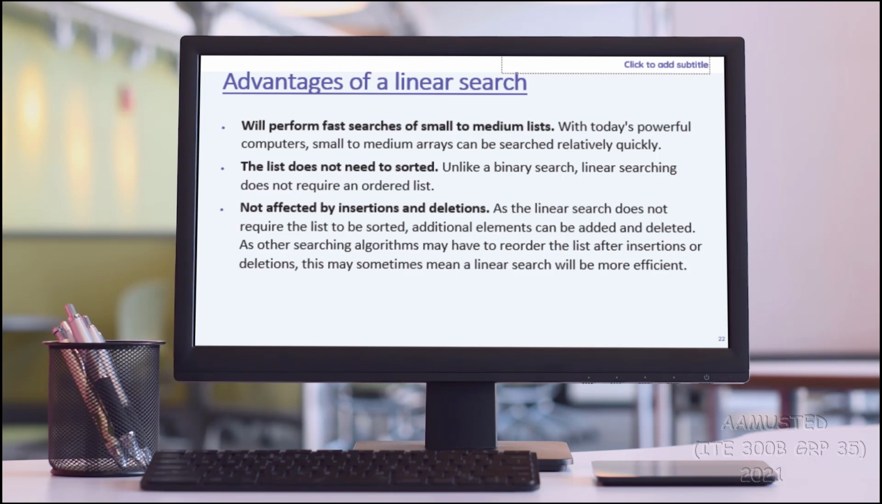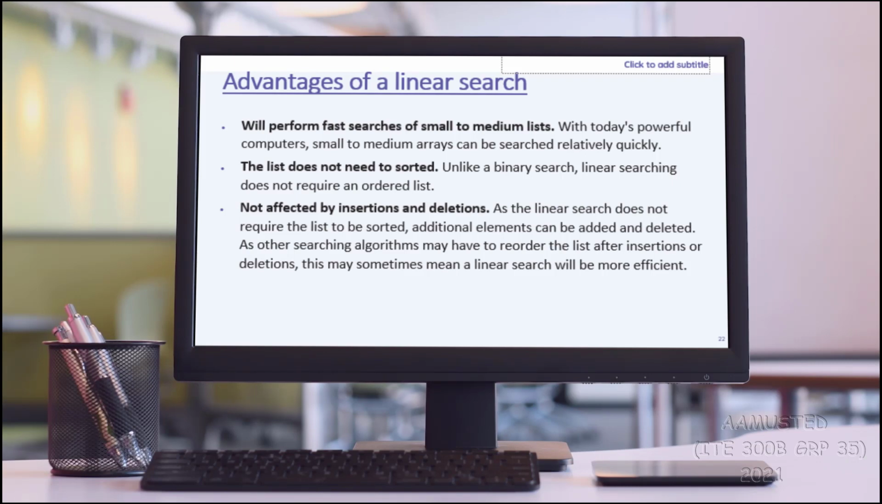This is because it needs to search through each item one by one. So if the item is bigger, it is going to take a longer time. So depending on the size of the item, it will search through it quickly. And the list does not need to be sorted also.